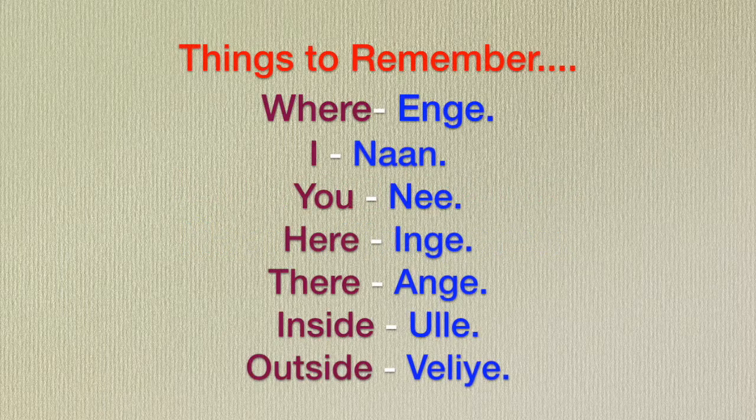Now the time is for things to remember. So, where is enge, I, நான், you, நீ, here, இங்கே, there, அங்கே, inside, உள்ளே, outside, வெளியே. Okay? I shall repeat again. Where is enge, I, நான், you, நீ, here, இங்கே, there, அங்கே, inside, உள்ளே, outside, வெளியே.